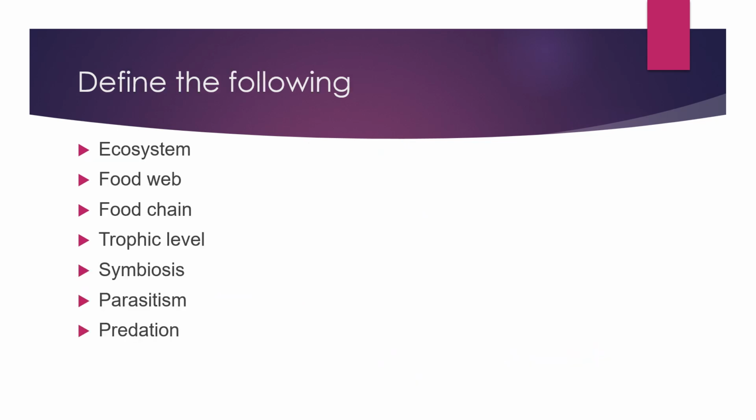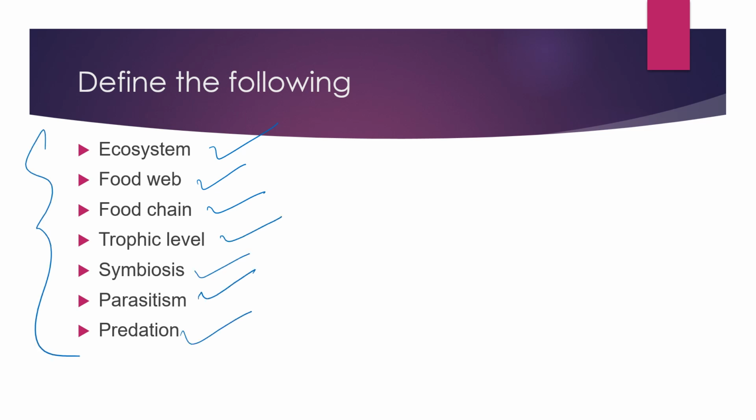Now you can get define the following: ecosystem, food web, food chain, trophic level, symbiosis, parasitism, predation. So these all are very important. These all you can get under define the following, and then you will get to know the next pattern, right? So you need to practice each and everything, definitions and differentiate between, all with examples. So practice each and every one with examples.